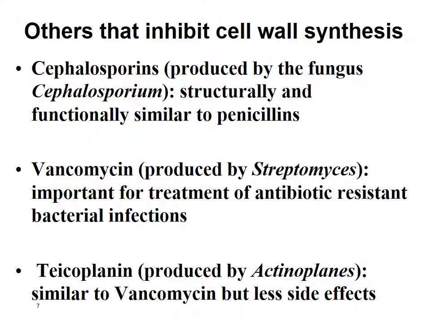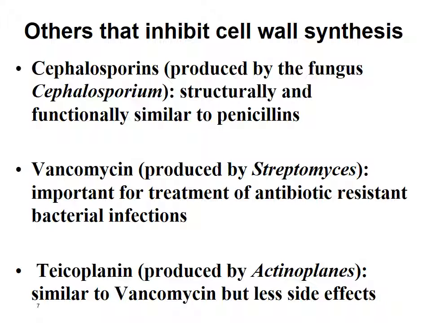Here are some others that inhibit cell wall synthesis. The cephalosporins produced by the fungus Cephalosporium are structurally and functionally similar to the penicillins. Vancomycin, produced by Streptomyces, and an interesting one, teicoplanin, which is similar to vancomycin.